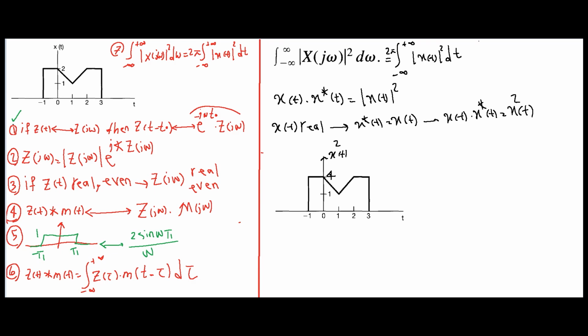Now, x(t) squared will have the following shape, where the maximum amplitude becomes 4. The integral of x(t) squared is equal to the area under the curve of x(t) squared. We have the shape of this curve shown here. The shape is exactly the same interval as before, except that the amplitude changed from 2 to 4.